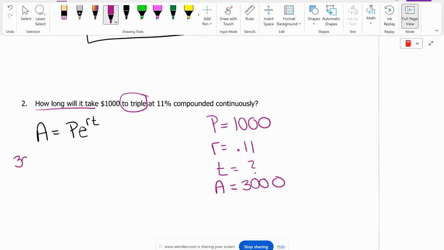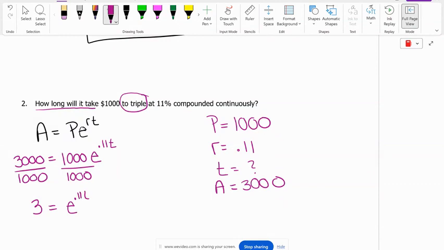We're going to have 3,000 is equal to 1,000 e raised to the 0.11t. We're going to divide by 1,000 on both sides. And we'll get 3 is equal to e raised to the 0.11t.